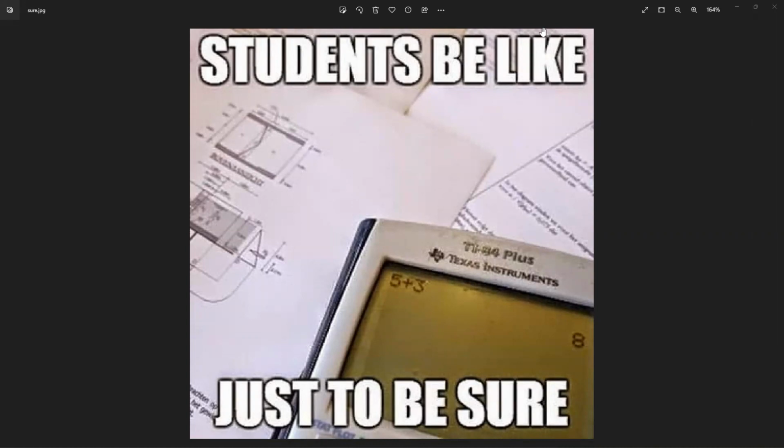Let me go ahead and get my screen shared. Recording. Okay, so let me get my screen going here. New share.